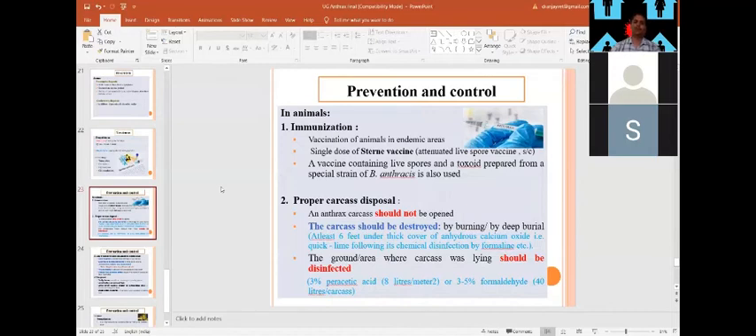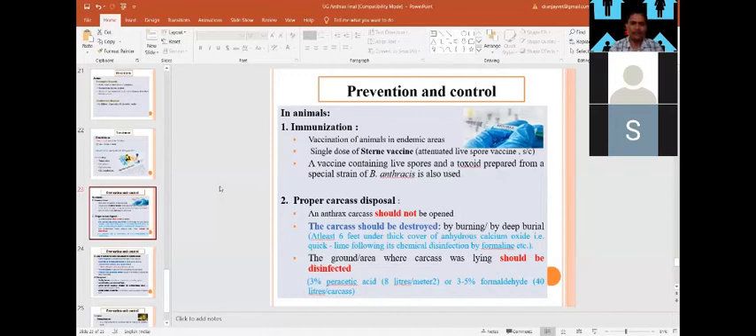Now prevention and control of disease. First is immunization. The animals of endemic areas may be immunized with the vaccine, most commonly a single dose of the anthrax spore vaccine, called the Sterne vaccine, that is the attenuated live spore vaccine, injected by the subcutaneous route. The vaccine contains the live spore, and generally this Sterne vaccine is most commonly used.